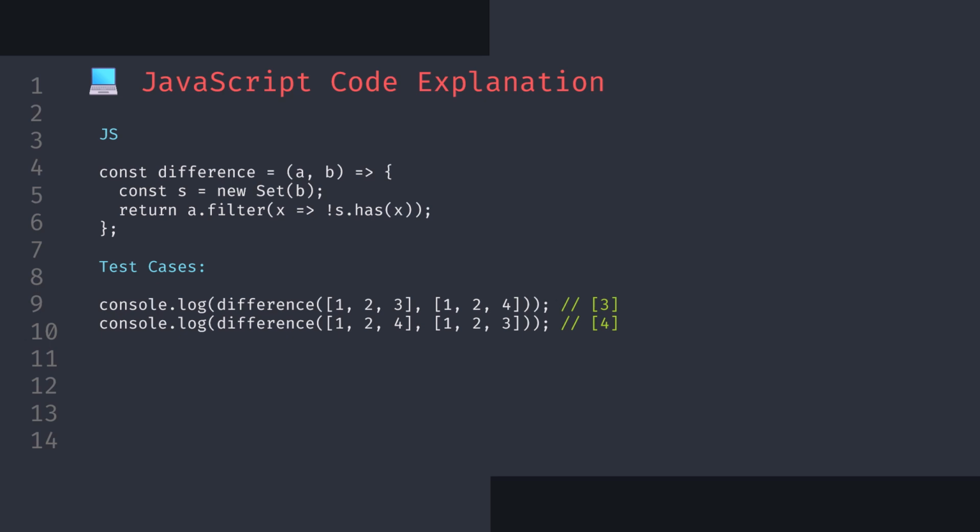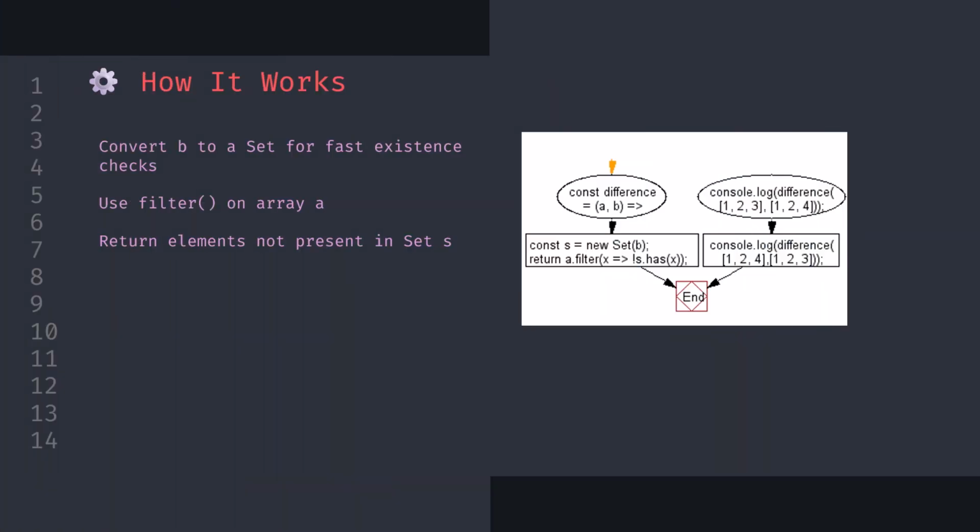Let's break the logic down step by step. Set lets us check if a value exists in constant time. That's why we turn B into a set before filtering. Then, filter walks through array A, returning only values not present in this set. Super efficient and readable.